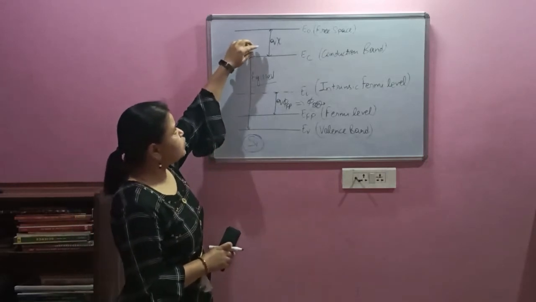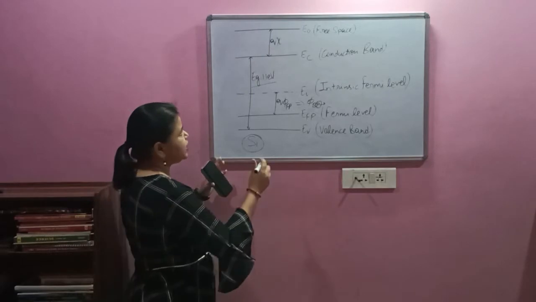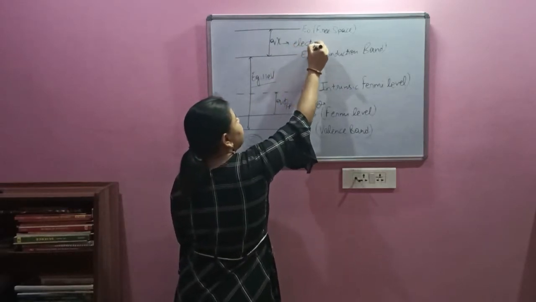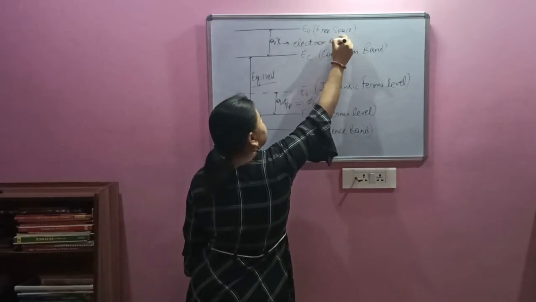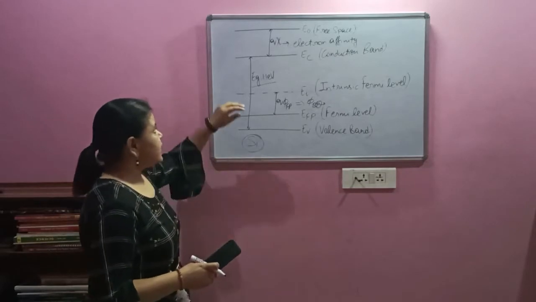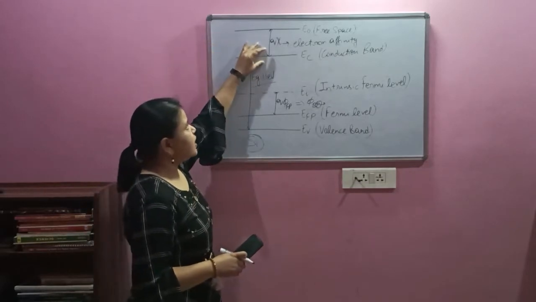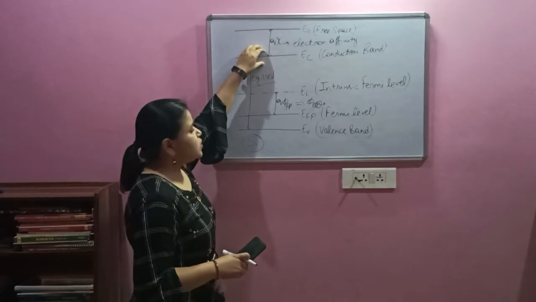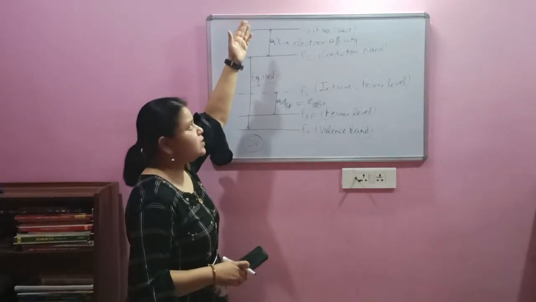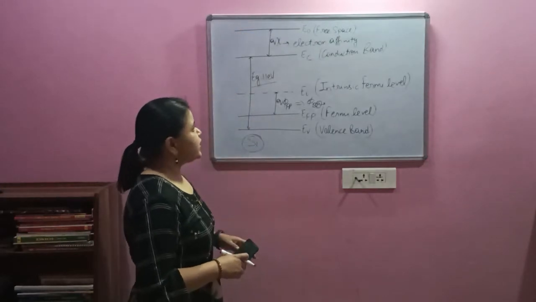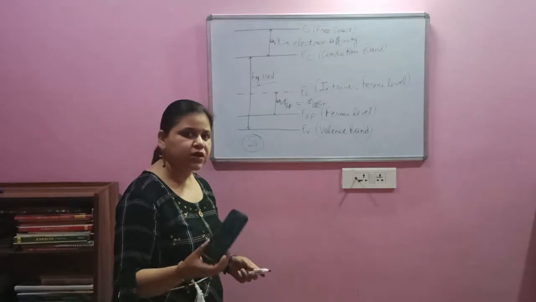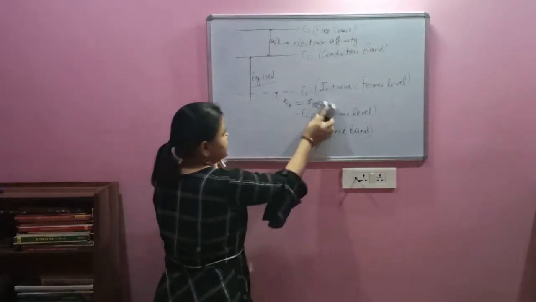Now coming towards the electron affinity, this chi over here is known as the electron affinity, and this is basically the energy required by the electrons present in the conduction band to move to the free space. So this is all about the basic concept of a p-type semiconductor. Now we will move further from here.